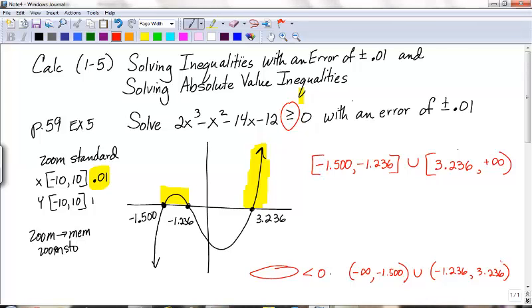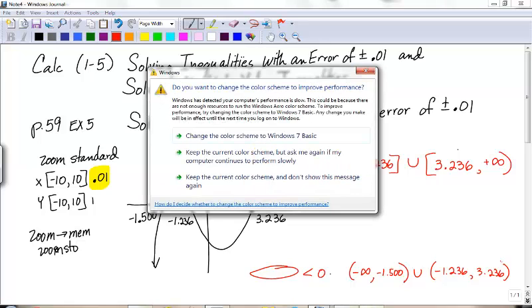Okay, that makes sense? So you're really saying, where is that graph above the x-axis? On this one, you're saying, where is it below the x-axis? And the greater than or equal to, equal makes it a bracket. Okay? So you're not solving those algebraically. You're solving those on the calculator. And you have to make sure, if they say with an error of 0.01, you've got to put that in on your x scale. Okay?